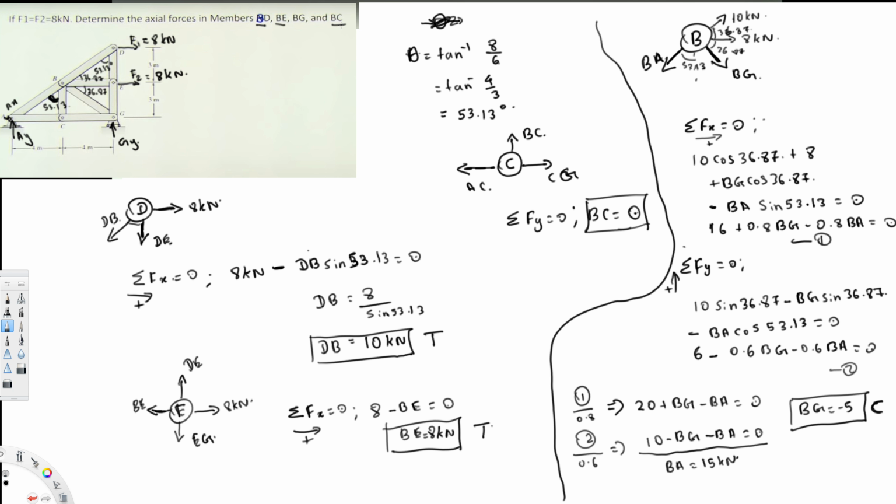BD, BE, BG and BC, and we have mentioned tension, compression, everything. This one doesn't have anything, nothing. And that's how it's done.